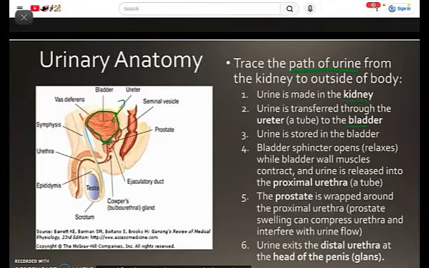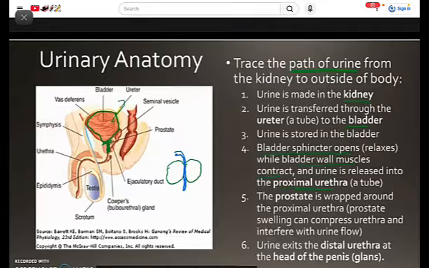There's a bladder sphincter that's going to keep urine from leaking out into the urethra. When that bladder sphincter opens and the bladder muscle walls contract, the urine is then squirted or released into the proximal urethra, which is the tube that is coming straight out of the bladder. The proximal urethra actually travels through the tissue of the prostate. If you think of the prostate as a donut, it is wrapped around the tube of the proximal urethra, which travels through the inside of it.